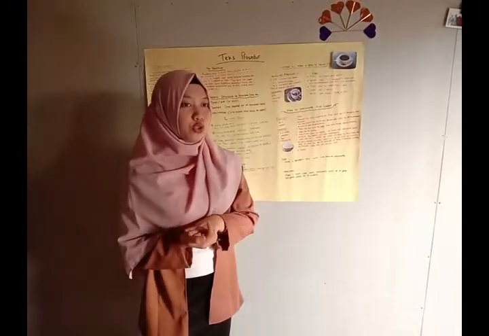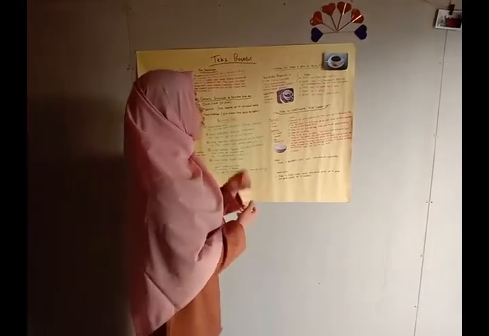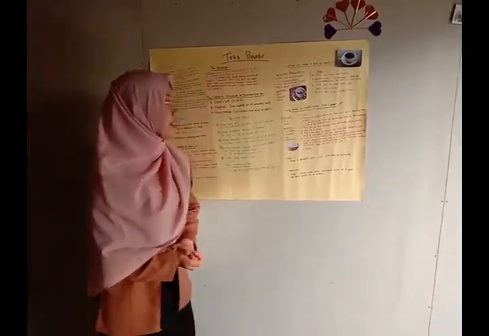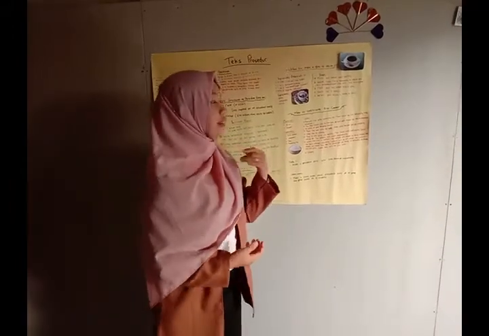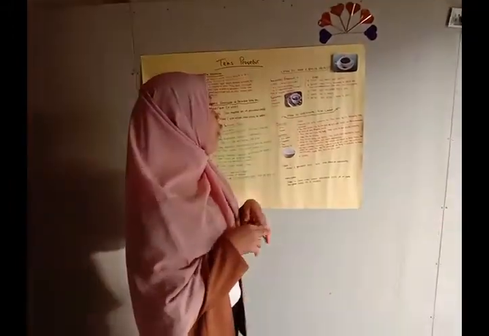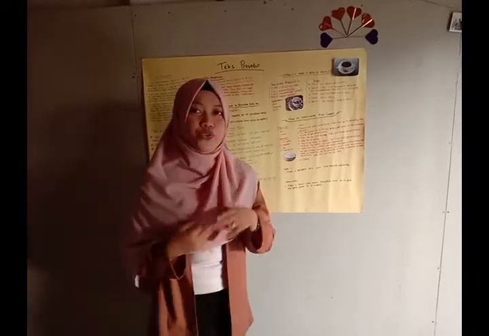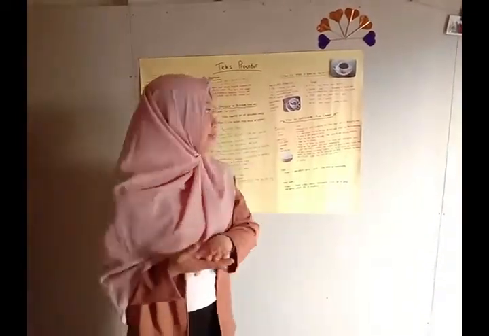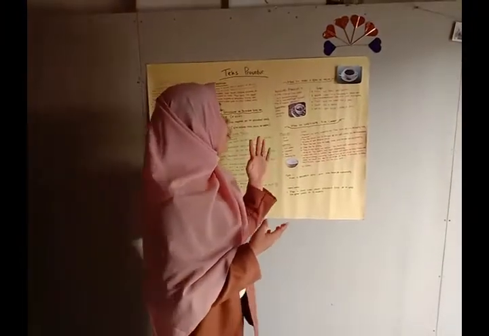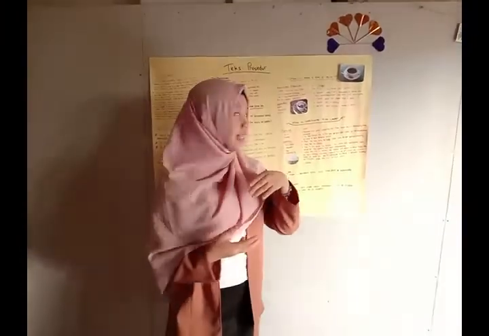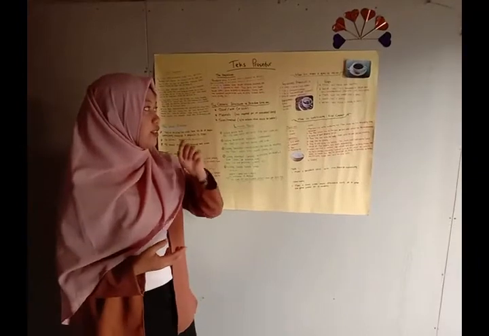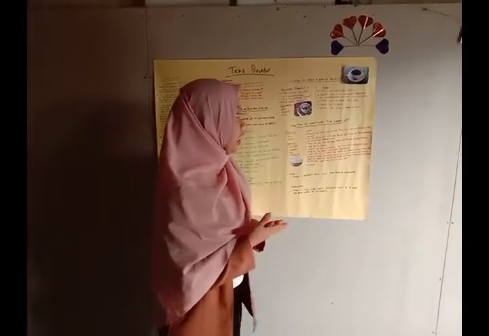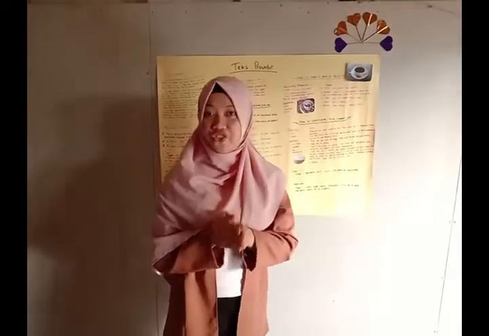And the step to make glass of coffee, the first, boil the water first. The second, take 2 teaspoons of coffee and 2 teaspoons of sugar, and then put into a glass. And the third, pour hot water into a glass, stir it gently, and finally your coffee is ready to drink.